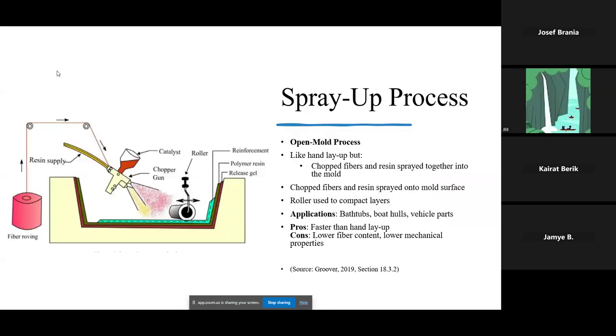And there are spray-on processes that are also open mold processes, like hand layup, but they have chopped fibers and resin sprayed together into the mold or onto the mold surface, and then a roller is used to compact the layers. This is used for bathtubs, boat hulls, or vehicle parts, something that needs more compaction for the layers. The pros are that it's faster than hand layup, but the cons are there's lower fiber content and lower mechanical properties.